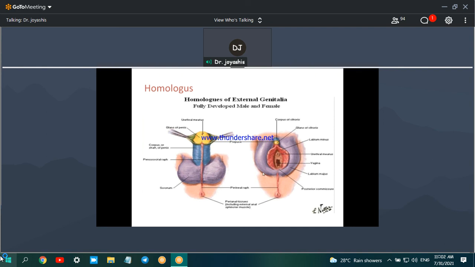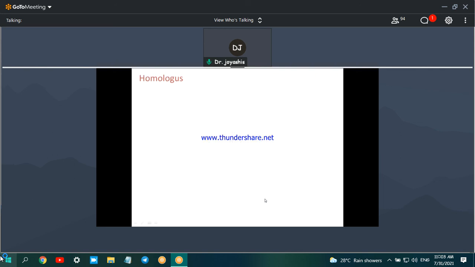Here is the glans of the clitoris, here is the clitoris, the scrotal raphe in the scrotum, and here are the labia. These are homologous to the scrotum, the labia minora. These are the perineal raphe, the perineal and perianal tissues, including the external anal sphincter muscle. The structures in detail.